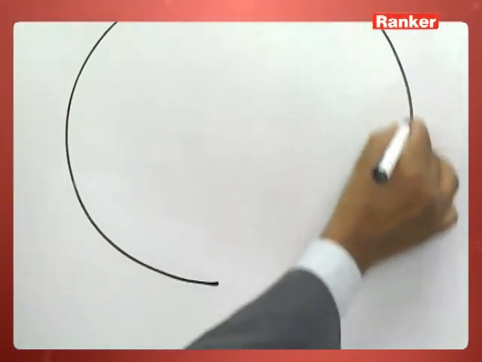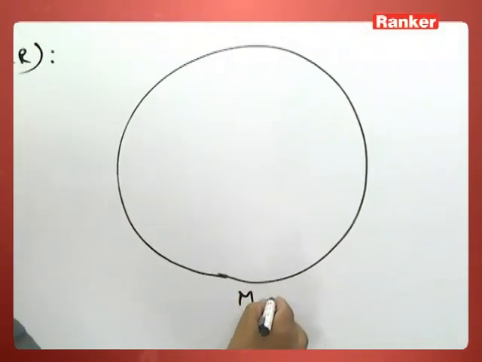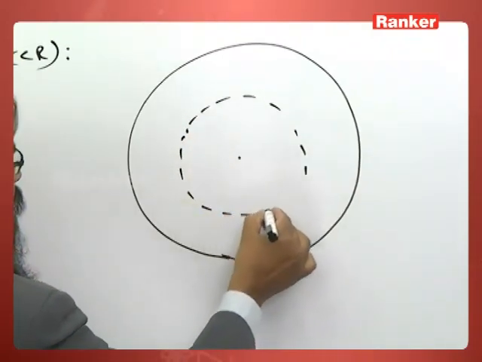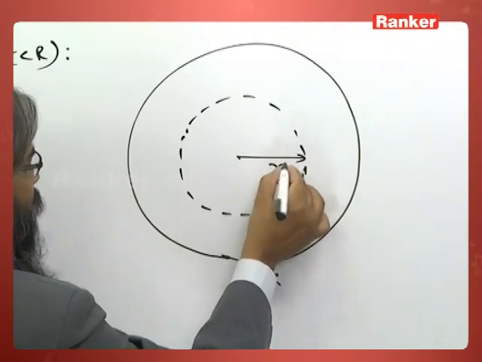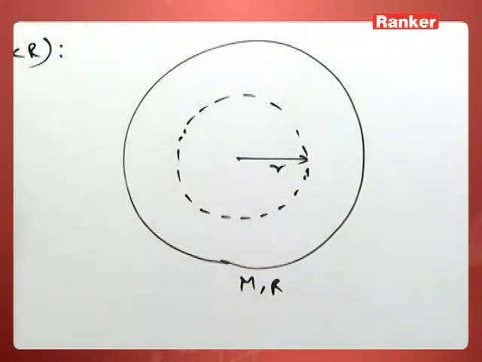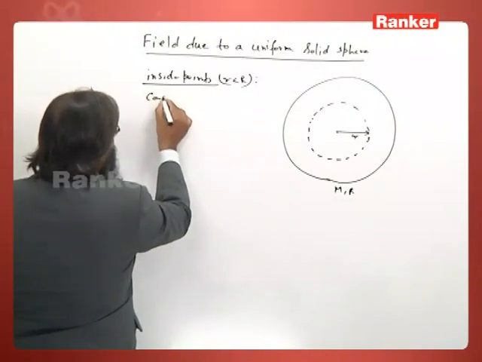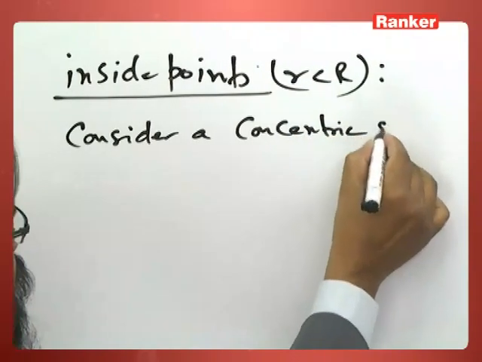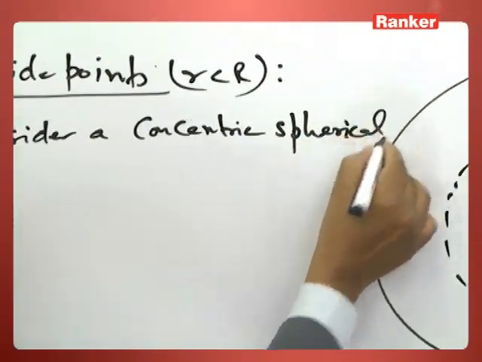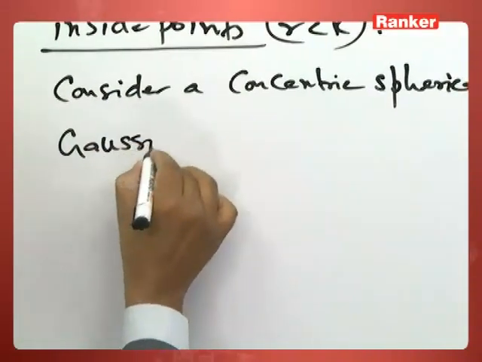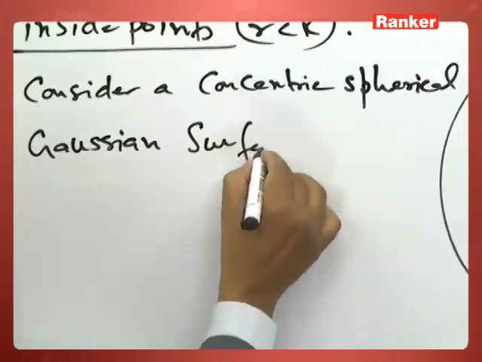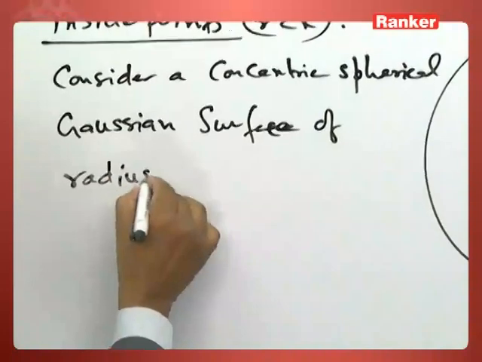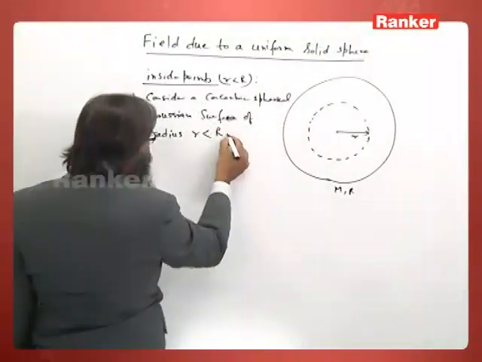So, this is our massive ball of mass M and radius R. This time we are going to construct a Gaussian surface inside it. So, this is R and this is my Gaussian surface. So, consider a concentric spherical Gaussian surface of radius small r, that is less than R.